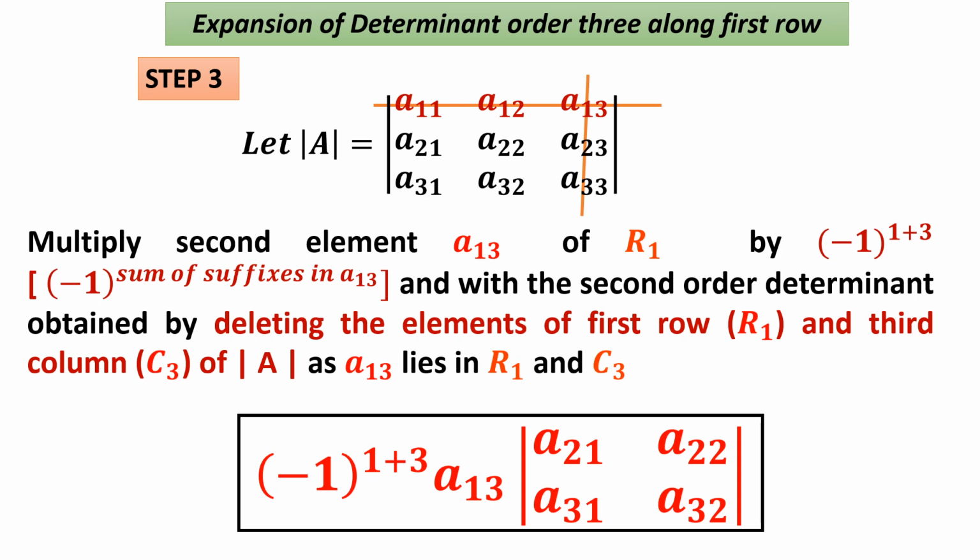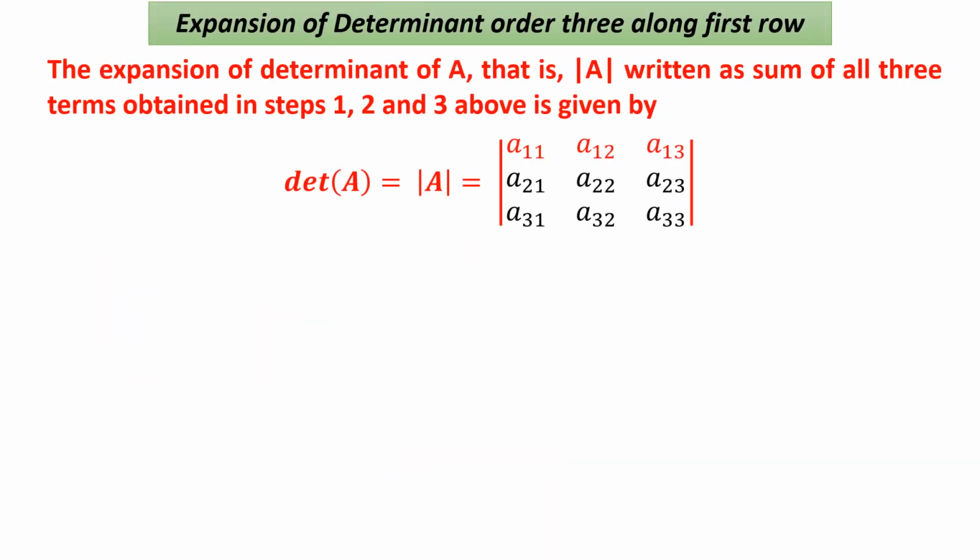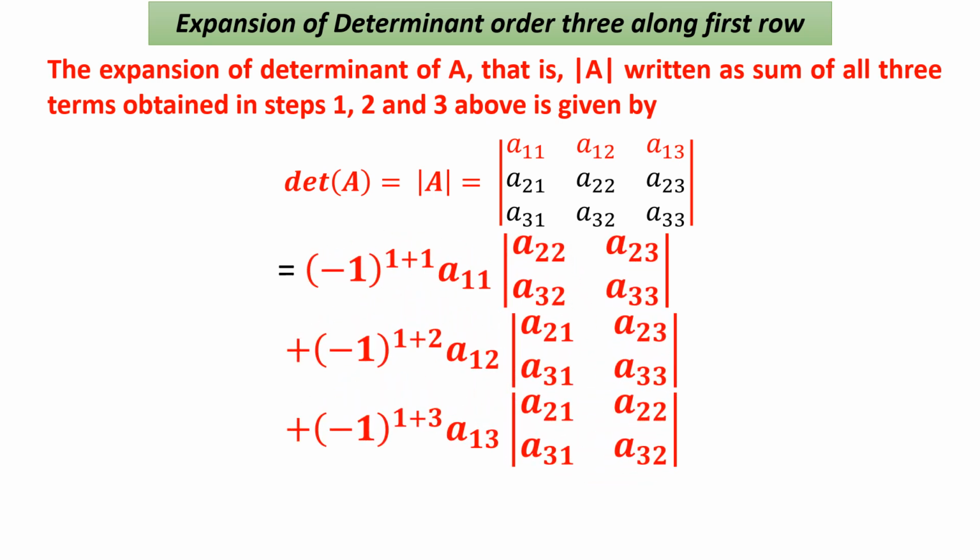Now have you got the idea? For the element A11, multiply by the 2 cross 2 determinant obtained by removing the row in which it lies and the column in which it lies. Now we have just calculated 3 terms. The determinant is given by adding all these 3.